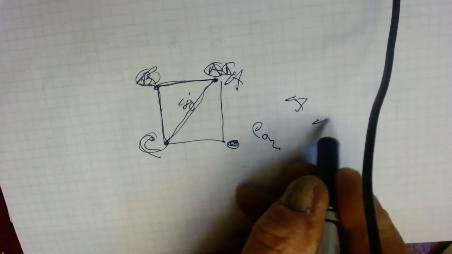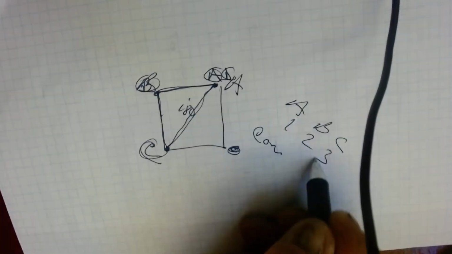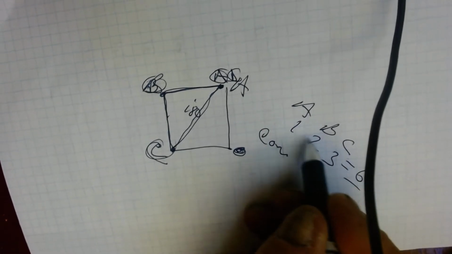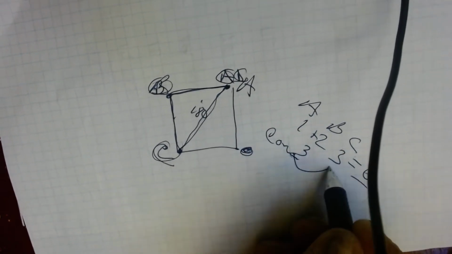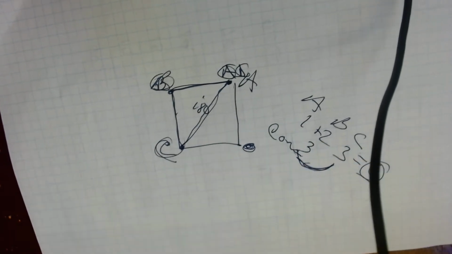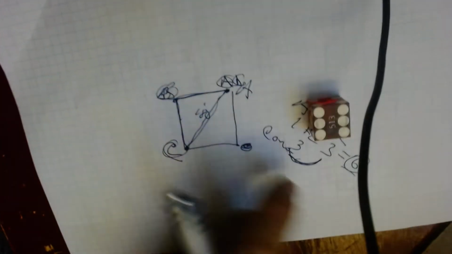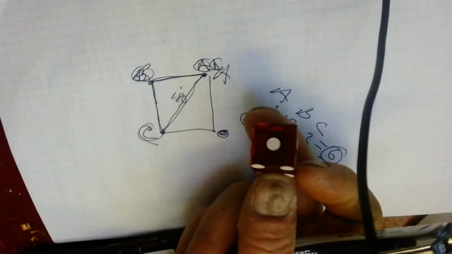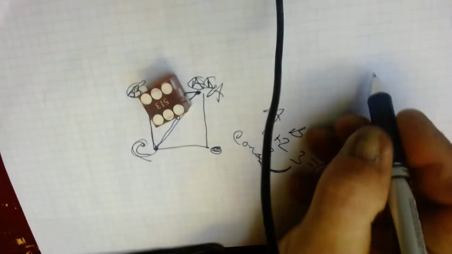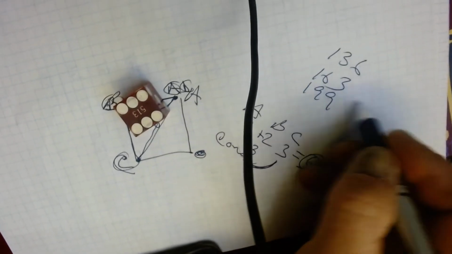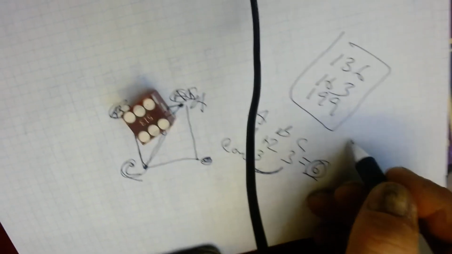A, B, C, 1, 2, 3 equals 6. The 1 and 2 equals 3. The 3 and 3 coming together creates the 6. It is the reverse of the 1. 136, 163, 199. That is the sequence.